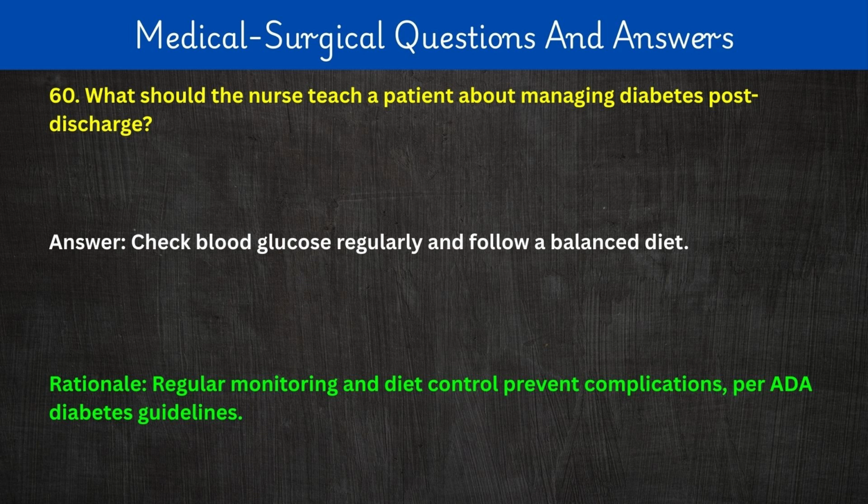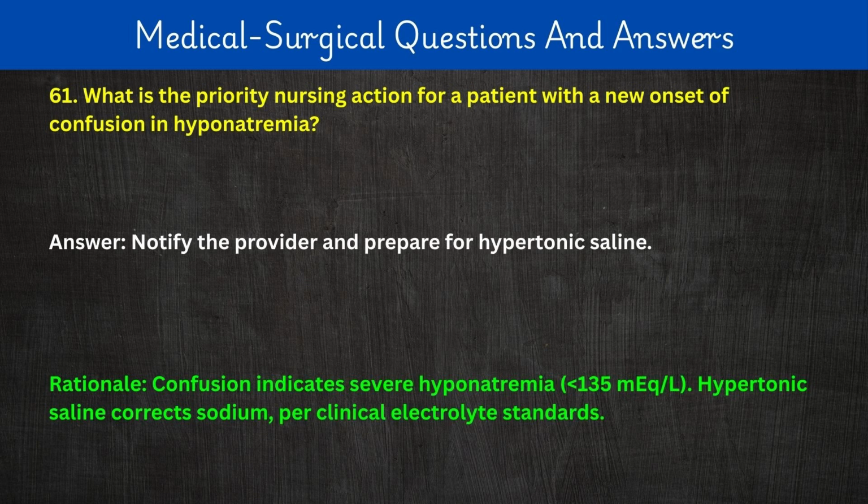60. What should the nurse teach a patient about managing diabetes post-discharge? Answer: check blood glucose regularly and follow a balanced diet. Rationale: regular monitoring and diet control prevent complications, per ADA diabetes guidelines. 61. What is the priority nursing action for a patient with a new onset of confusion and hyponatremia?